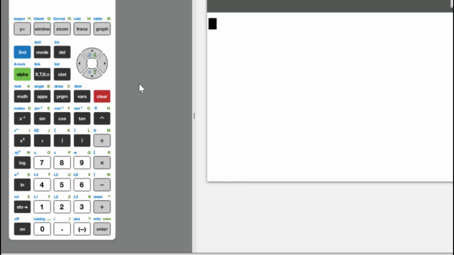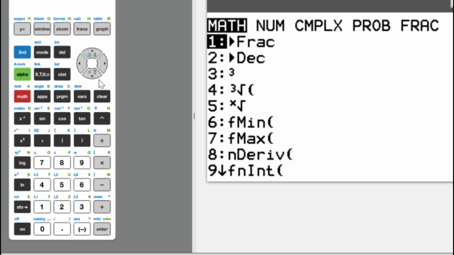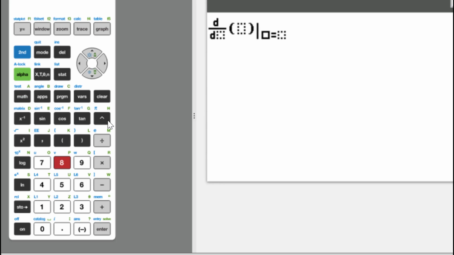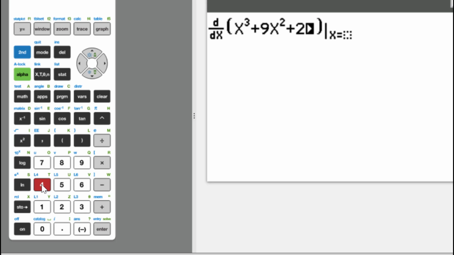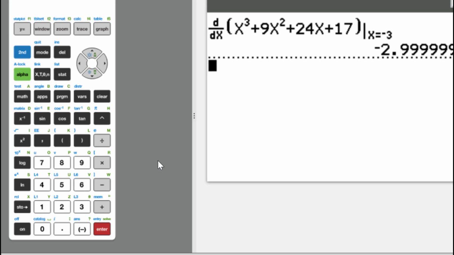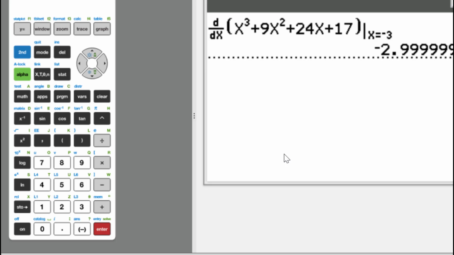Okay, so here it is for 19 as well. Again, we go to math. We're going to go down to number 8, take the derivative, type in our variable, type in our function in the parentheses. You have to make sure it's in there. Do not type outside of those parentheses. So here we want x cubed, and then plus 9x squared, plus 24x, plus 17. And we want the derivative at x equals -3. And here we get negative 2.9999 repeating.